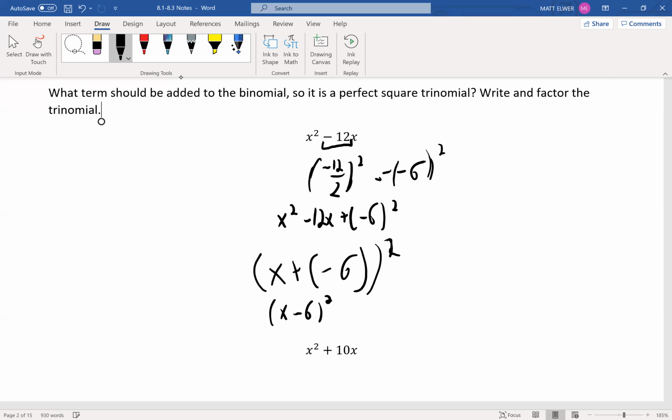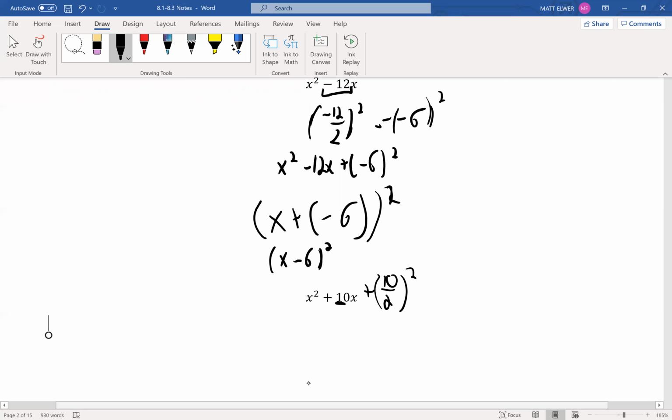Okay, so that's good for that one. What about the next one? So we have x squared plus 10x, and we want to find what this perfect square is. It's plus b over 2 squared. In this case, b is 10. So we have 10 over 2 squared. Notice that simplifies to 5, so our b over 2 is just equal to 5.